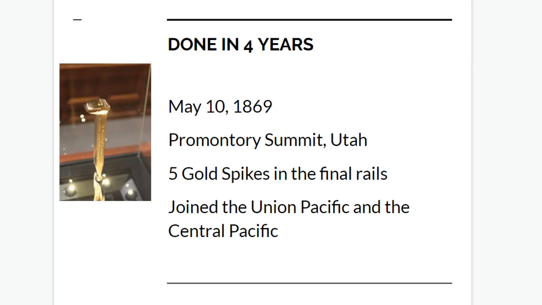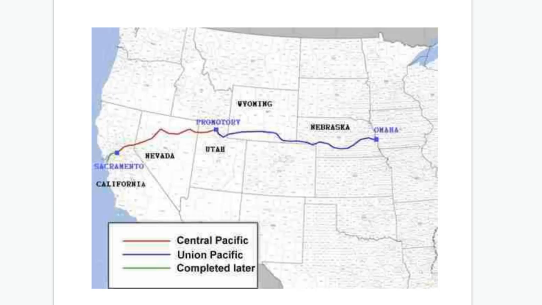That's going to join the Union and Central Pacific. And the engineer Grenville Dodge was at this ceremony. This is where they connected the final spikes that are going to join for the creation of what we're going to talk about again as the Transcontinental Railroad.